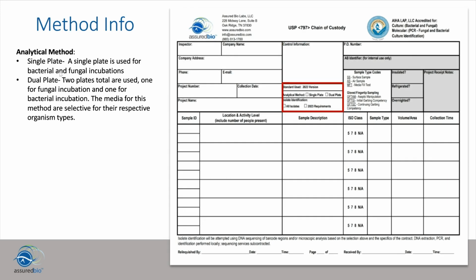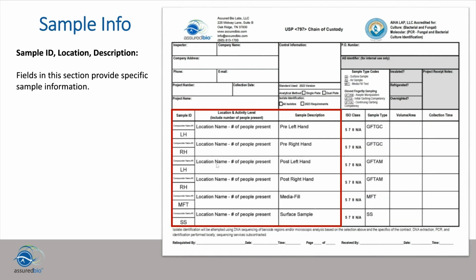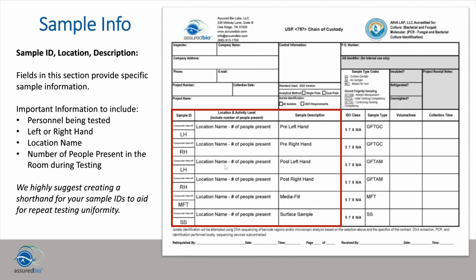Select either single plate or dual plate sampling, as well as all isolates or 2023 requirements. The sample information field should be filled out for each sample. Information to include here would be the name or initials of the person being tested, left hand or right hand, the location name, and the number of people present in the room during testing. We suggest you create a shorthand for sample IDs to aid for repeat testing uniformity.